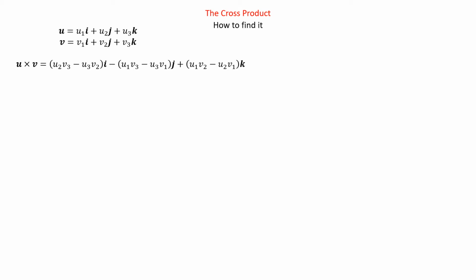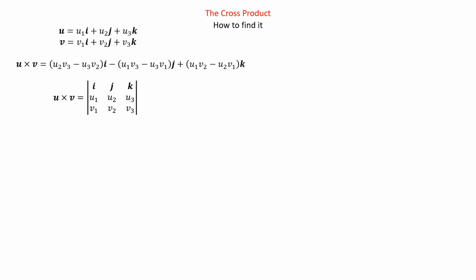What's nice about this is if we look at what we're doing, this u2 v3 minus u3 v2 looks a lot like something that we've seen before. That looks a lot like the determinant. In fact, another way of finding the cross product, instead of using that formula, is the determinant, where we put i, j, and k at the top, and then we have our first vector, and then our second vector.